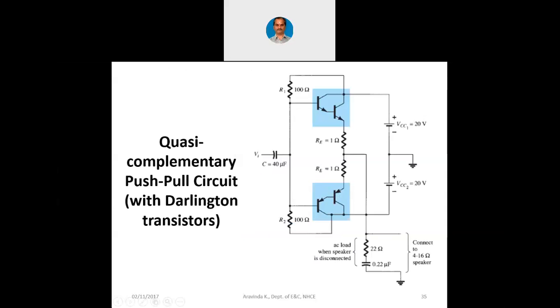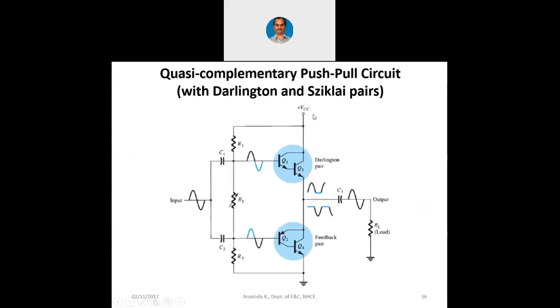In the previous case we had these two VCC, one for the upper Darlington NPN, one for the lower Darlington PNP. We had two exclusive power supplies. Now in this particular circuit you can see only one single VCC. That is the advantage of using this Sziklai pair. It is also called a feedback pair. You can see the difference between the Darlington pair and the Sziklai pair is, in the Darlington pair both transistors are of the same type, either NPN NPN or PNP PNP. Now in the Sziklai pair you can see PNP NPN. In the same Sziklai pair NPN PNP is also possible.